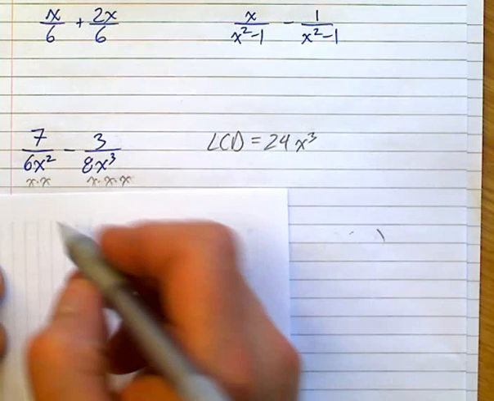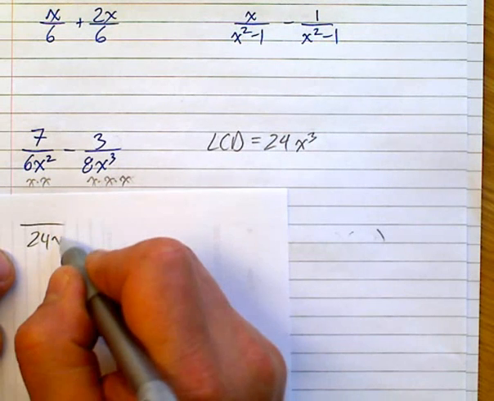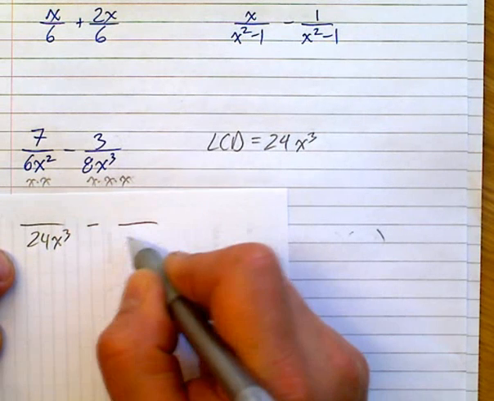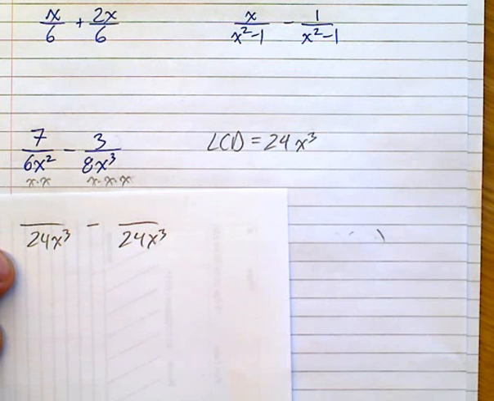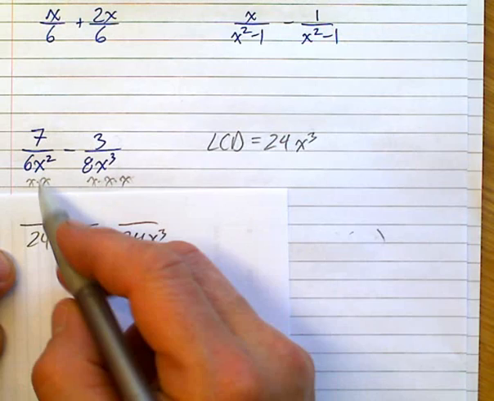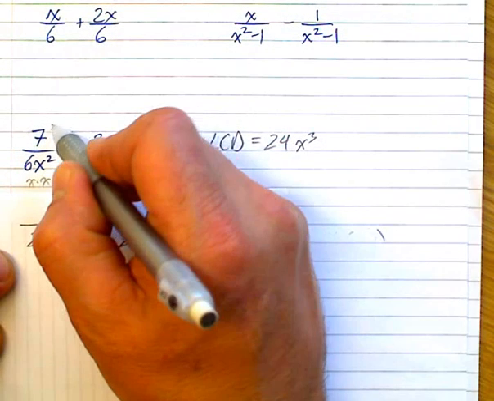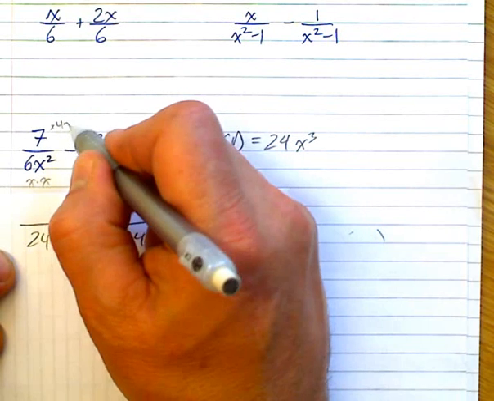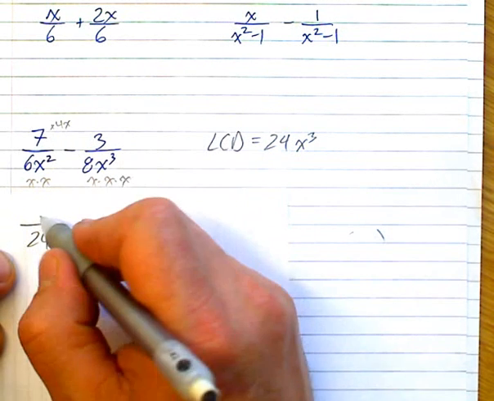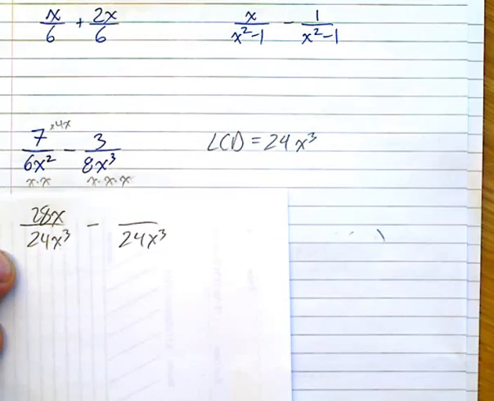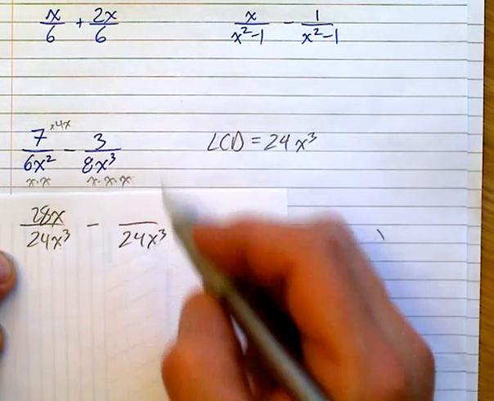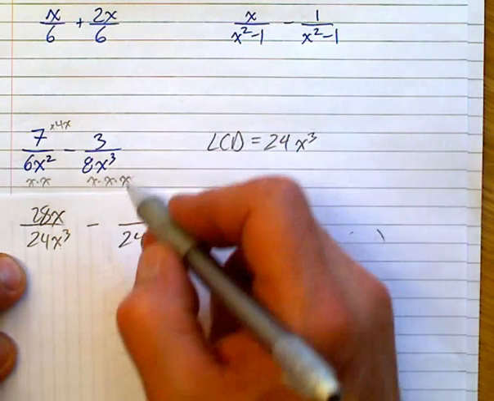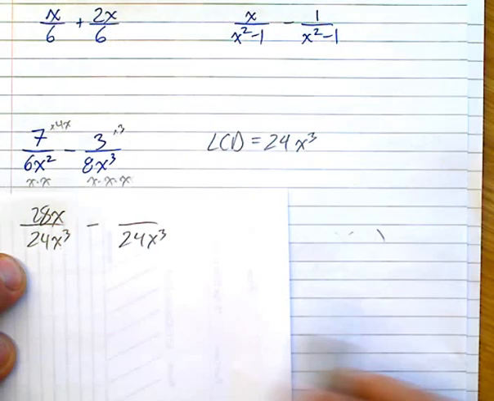So we put that on the bottom. 24x cubed over 24x cubed. There we go. And we adjust the numerator accordingly. 6 times 4, so it's times 4. X squared times another x. So that becomes 7 times 4x, which is 28x. 8 times what gives you 24? Times 3. X cubed, I already have an x cubed, so that's all I do.